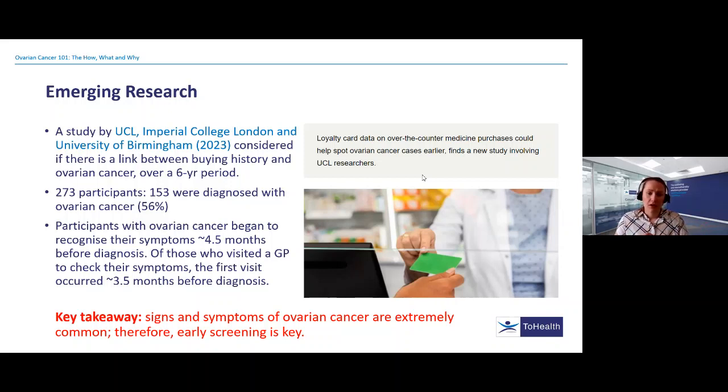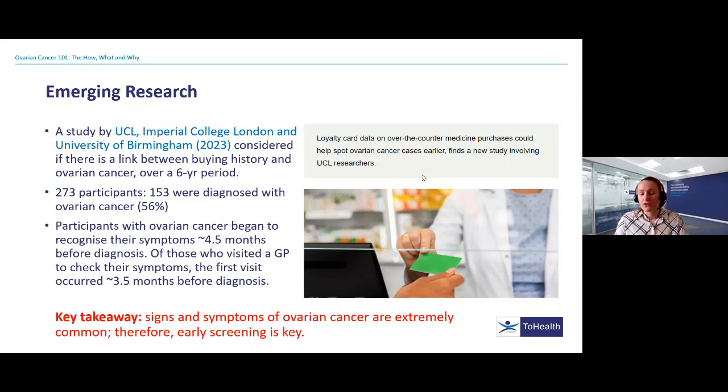So this study by UCL, Imperial College London and the University of Birmingham considered if there is a link between buying history, so our transactional history with over-the-counter medication, and ovarian cancer over a 6-year period. The research actually included loyalty card data from 2 UK-based high street retailers of 273 participants.